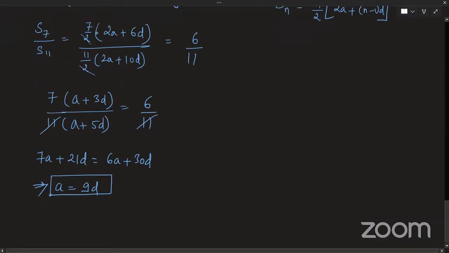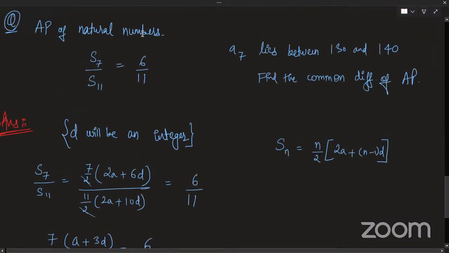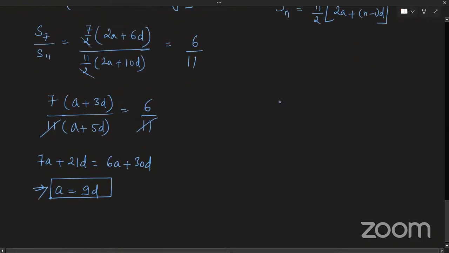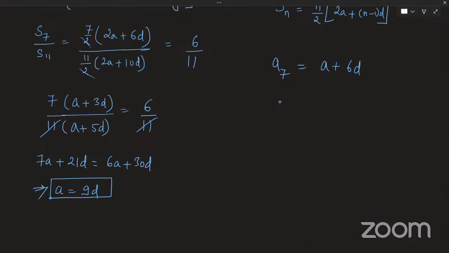So everyone got this, right? A is equal to 9d. One more thing it is telling me: my A7 lies between 130 and 140. So what is my formula for A7, my seventh term? It will be a plus 6d. And my a is how much? A is 9d.